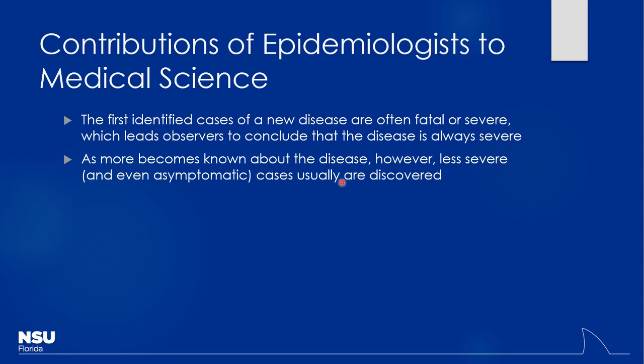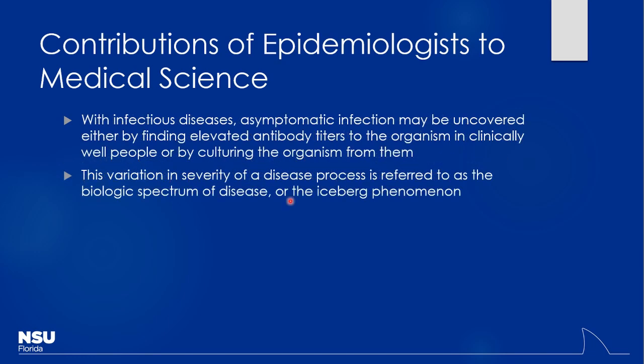Again, the more you know about the disease, the more you're going to find these individuals who may be asymptomatic or in the pre-disease state that you can maybe help prevent or treat earlier on. Okay, and so asymptomatic infection can be uncovered either by finding things like elevated antibody titers potentially. You can look for the organism specifically, or you can culture individuals and see, do you actually grow out the bug itself, right? And so, as I mentioned, this iceberg phenomenon, we'll show you a picture of that in a moment, but that severity of disease process is referred to as the spectrum of disease, right?